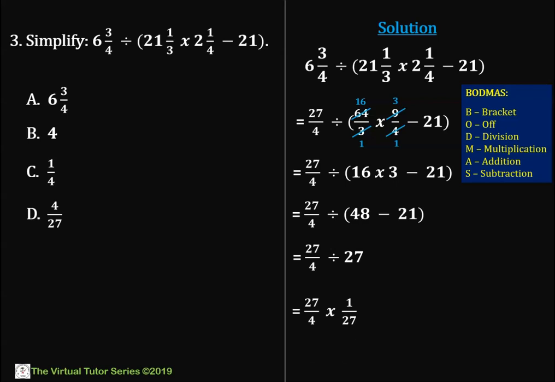27 and 27 cancel out, so we have 1/4. Hence, option C is the correct answer.